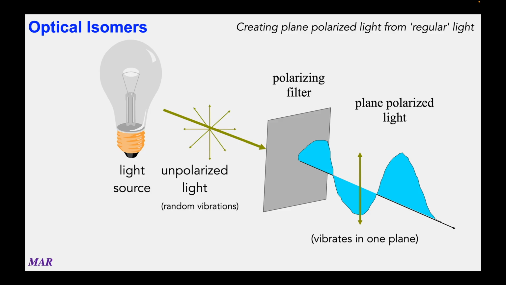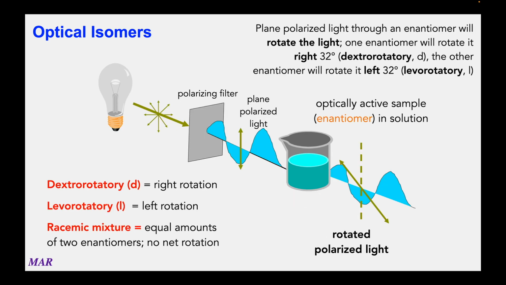It's not hard to do, and it can be really helpful, as we'll see in this example. If you have plane polarized light and you pass it through a solution of one enantiomer, not both of them, but just one, you will see that plane polarized light rotate. And this is just wild. They can rotate to the right or the left.